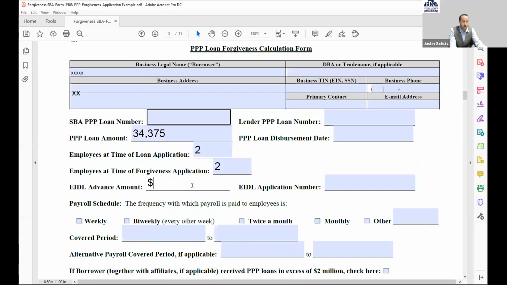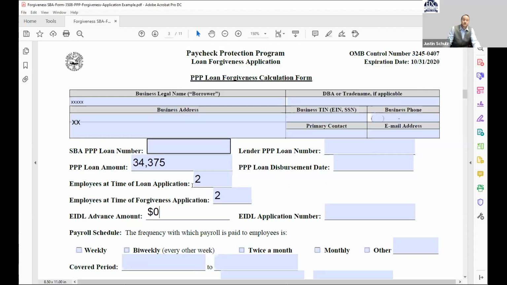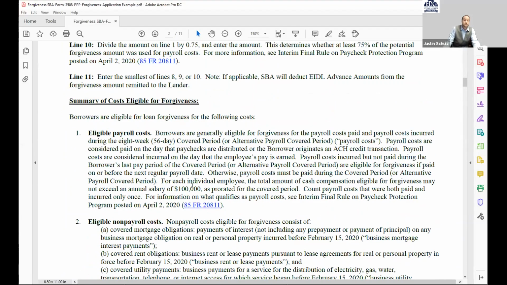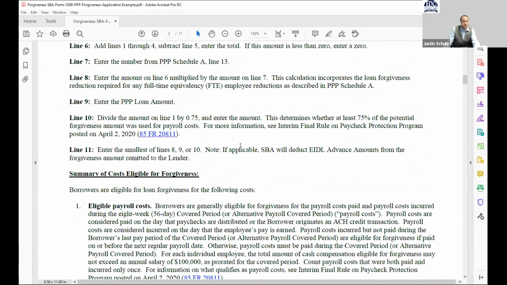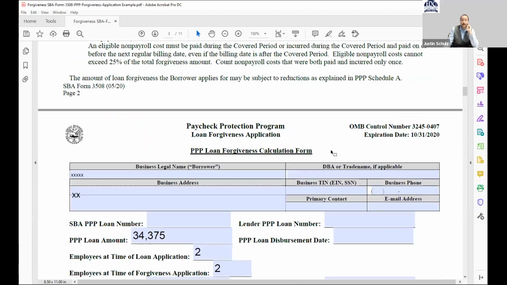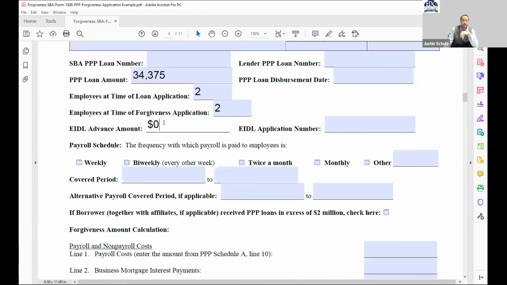In this case, we're going to assume that there was no idle loan advance, but in the documents above, in this section above, I just want to point it out while I'm here. It was line 11. If applicable, the SBA will deduct the idle advance amount from the forgiveness amount to the lender. So what that means is if you did get not an idle loan, but an advance, that does get subtracted from your forgiveness amount. That amount is not calculated on this form, so just be prepared for that.